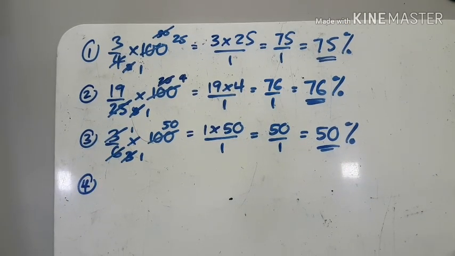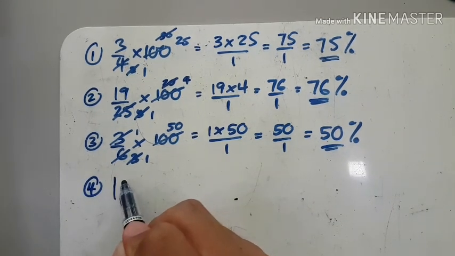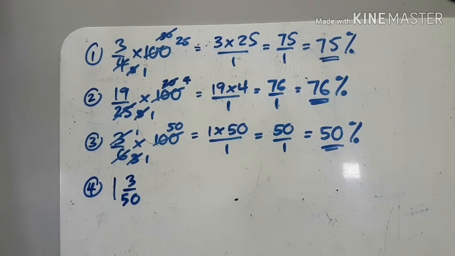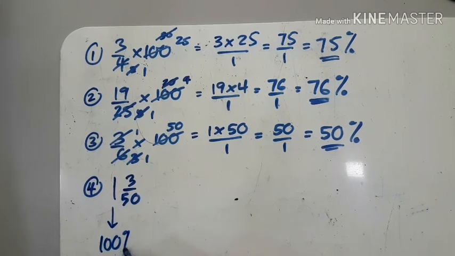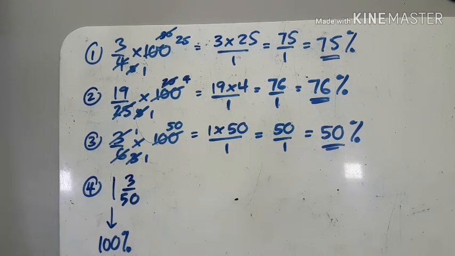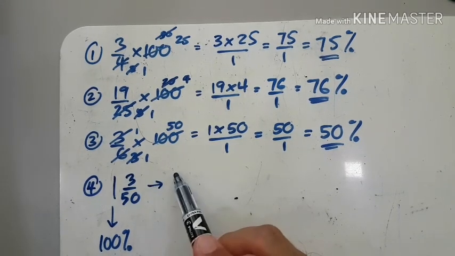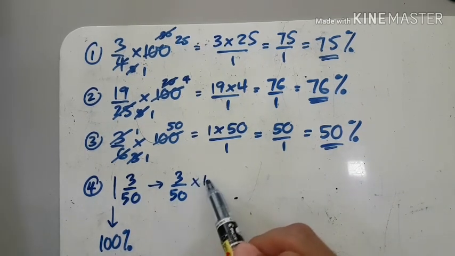Okay, now for example number 4. It's 1, 3 on 50. Just like in the first method, 1 is actually 100%. So let's focus on 3 on 50. So 3 on 50, we can convert them by multiplying by 100, isn't it?